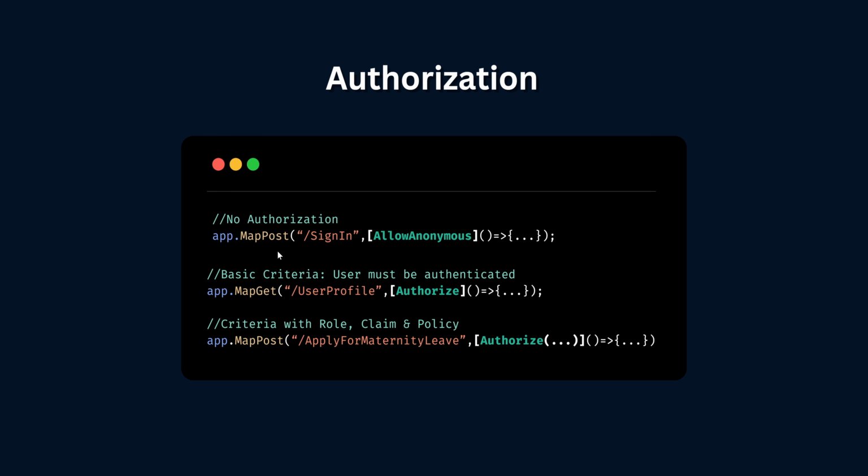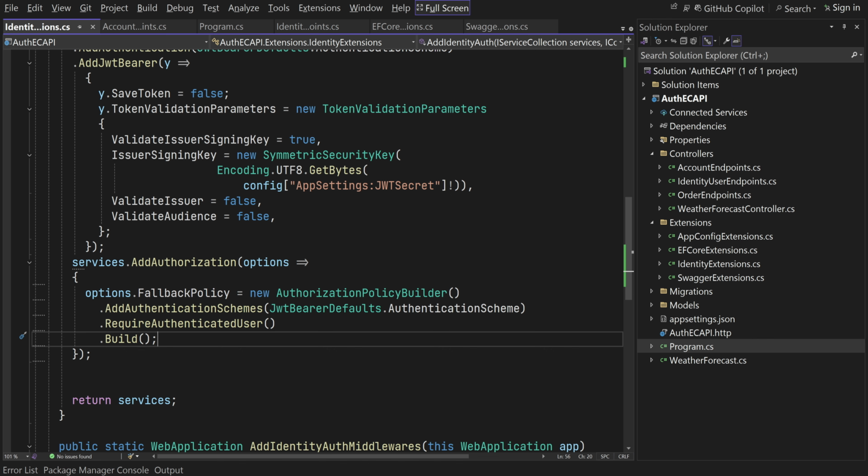But there will be Web API methods like sign-in or user registration. They must be accessible to non-authenticated users. For that, we can make use of this AllowAnonymous attribute. So let's see how the Web API methods are responding with this statement added here.